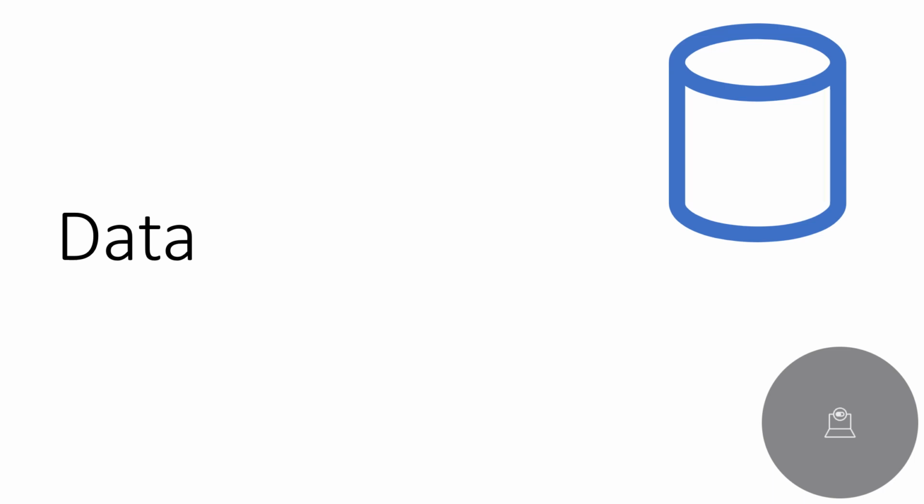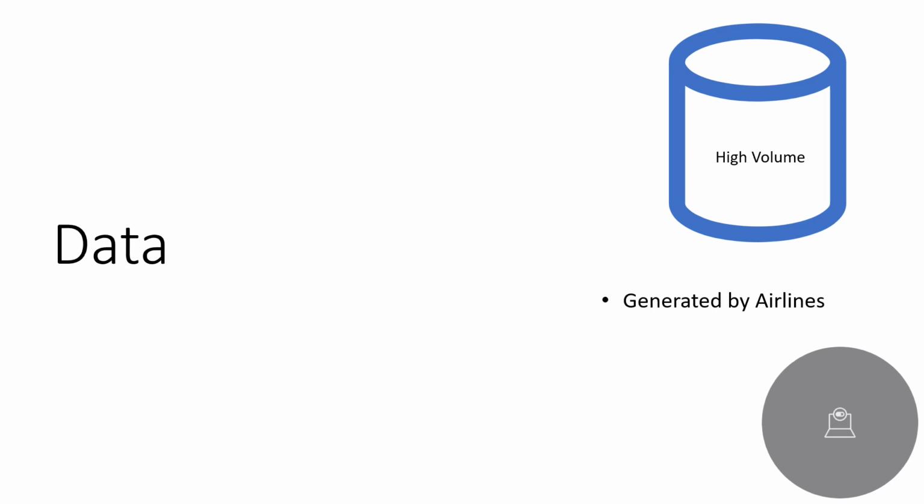Let us talk about the data. Since we are talking about airlines and the different related entities, the data is generated in large amounts. The data is generated by airlines, it is generated by airports, and it is generated by air traffic control.